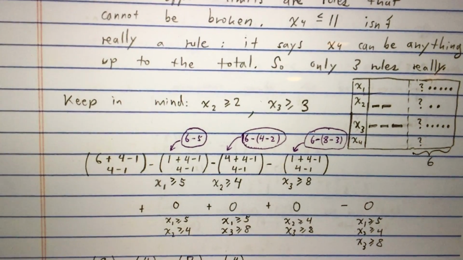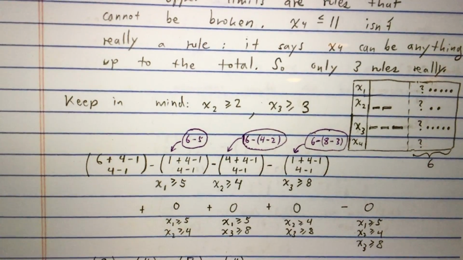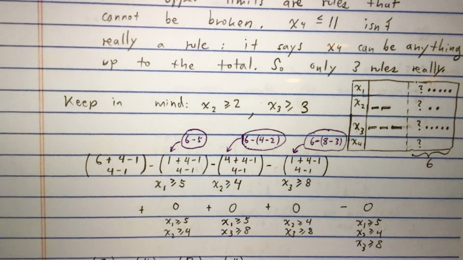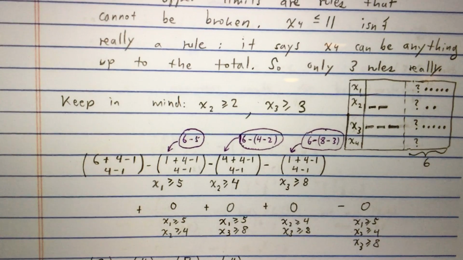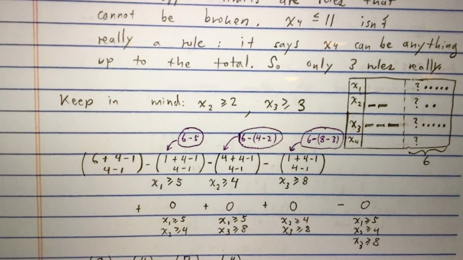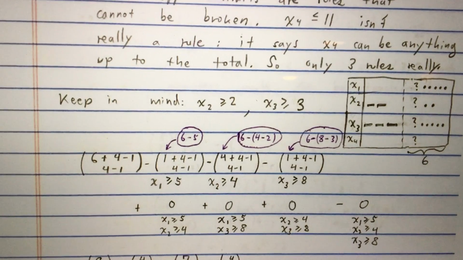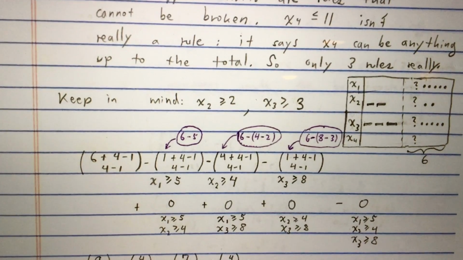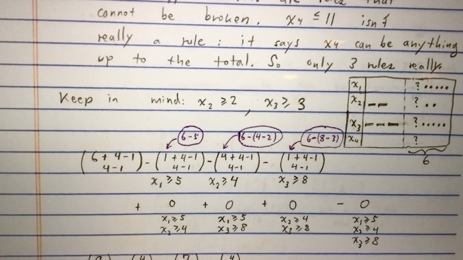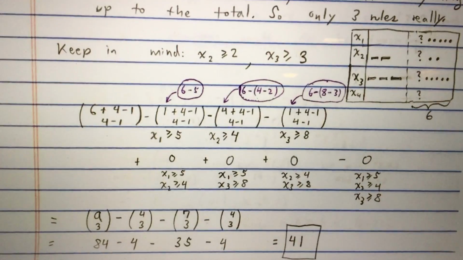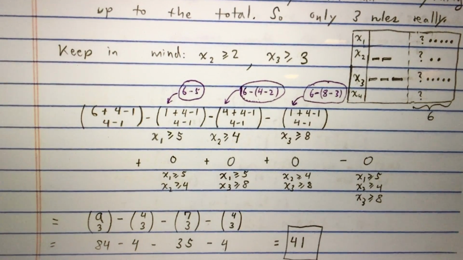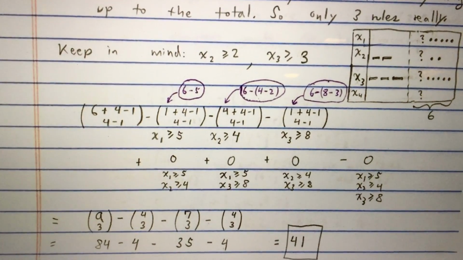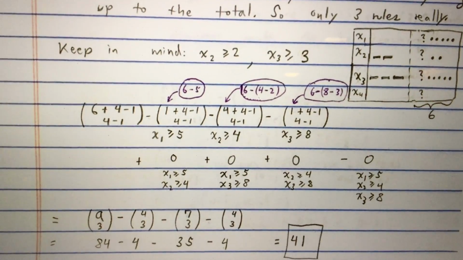Same for x1 greater than or equal to 5 and x3 greater than or equal to 8. No way to do that with 6 to allocate. And same for the rest. The last one is when I would try to break all 3 rules, and that would be another subtraction. But again, no way to break all 3 rules. No way to even break just 2 of them. So then the final answer is that 9 choose 3, just adding together all the additions and subtractions, and it came out to 41 total.